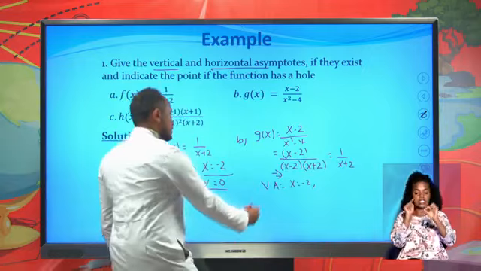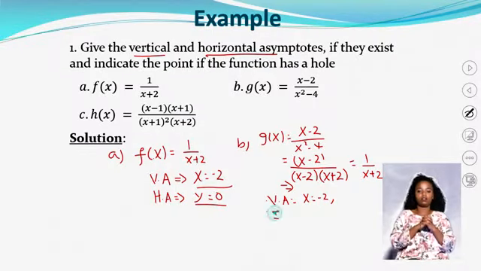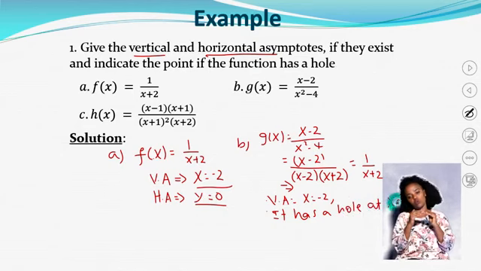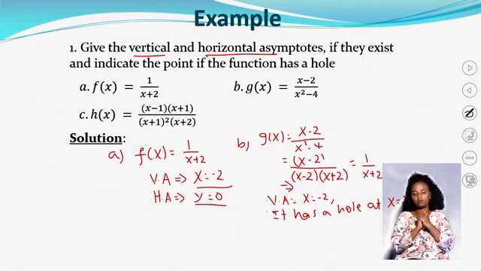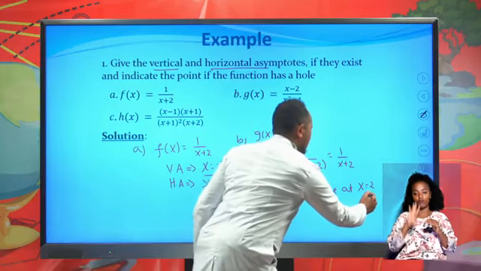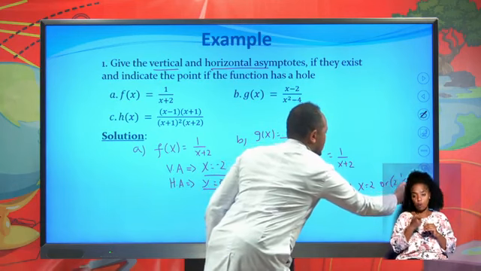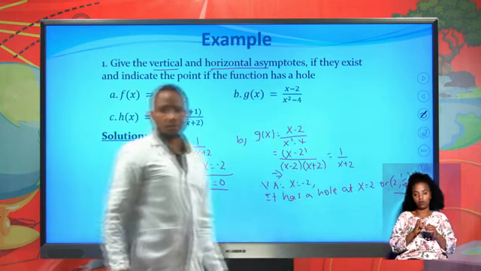Therefore, the graph has a hole at x equals 2. And you can also find the point of the hole: when x is 2, our function is 1 over 2 plus 2, which is 1 over 4. It has a hole at x equals 2, or at the point 2 comma 1 over 4. It has a hole at this point.